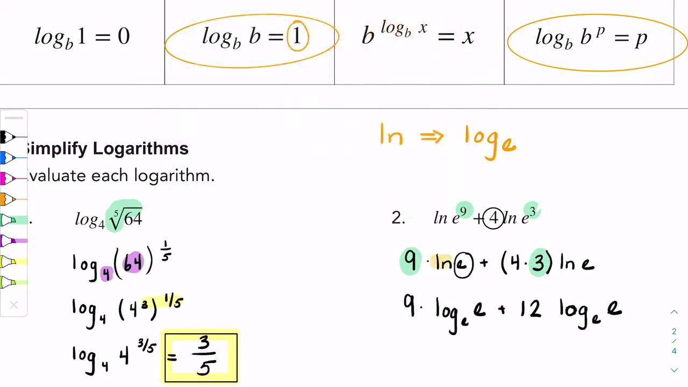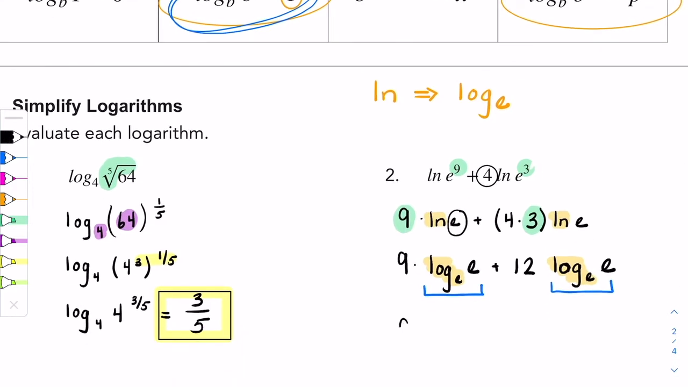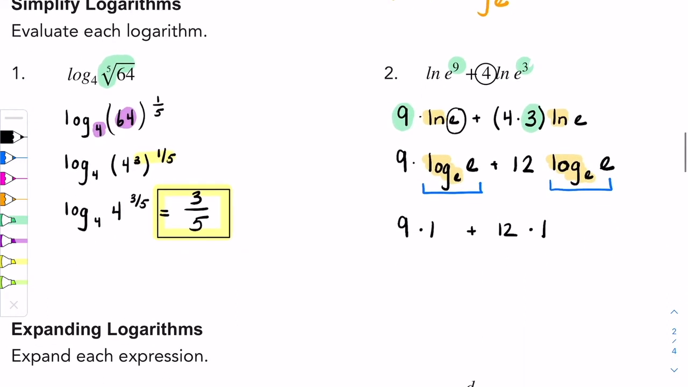So at this point, I just replaced ln with log base e. And next I'm going to recognize that log base e of e, both of these, is property number 2. It's going to simplify to a value of 1. This becomes 9 times 1 plus 12 times 1, or 9 plus 12, which is equal to 21.